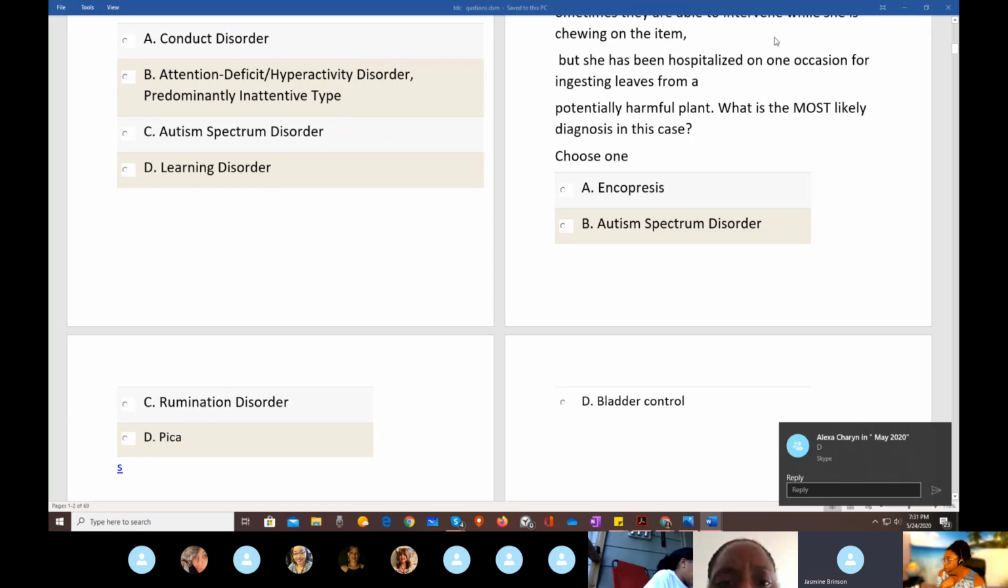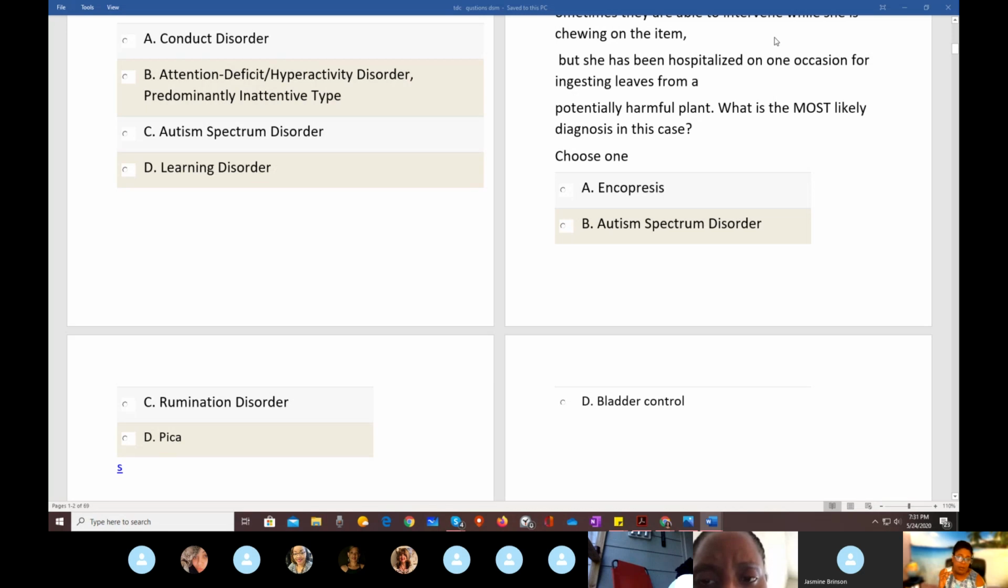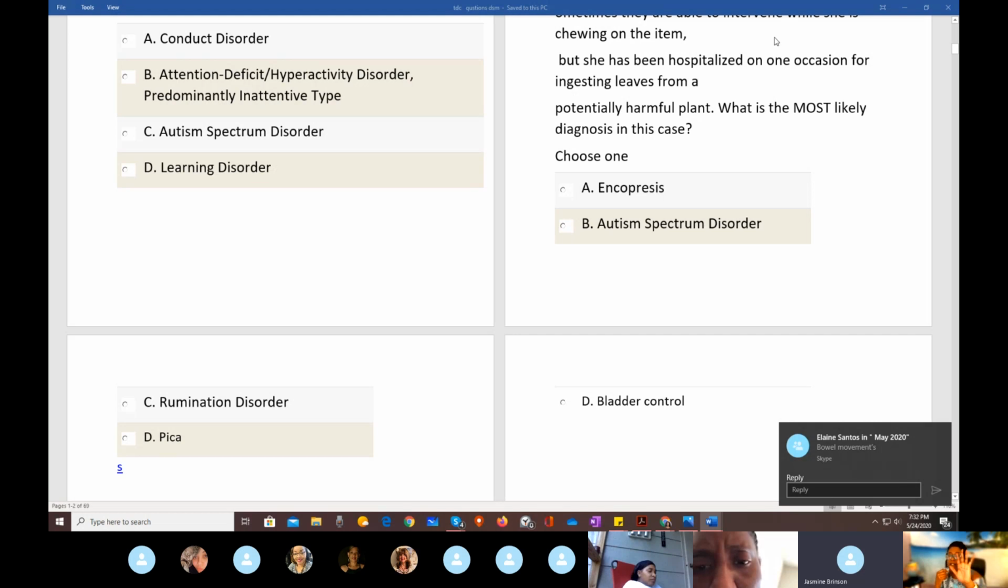Pica is anything that's not food in her mouth. Most often, I'm going to see pica with people who are lower functioning, maybe mildly intellectually disabled. You've seen it on TV, but in general, I wouldn't see that with my normal population. Okay, encopresis, what is that one? Pooping on myself. Yes, encopresis is diagnosed by the age of 5.